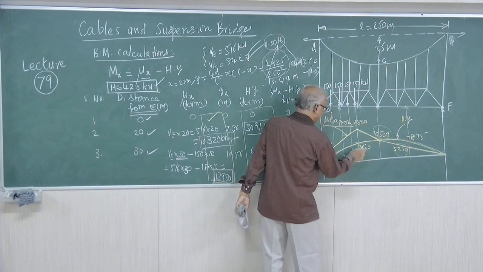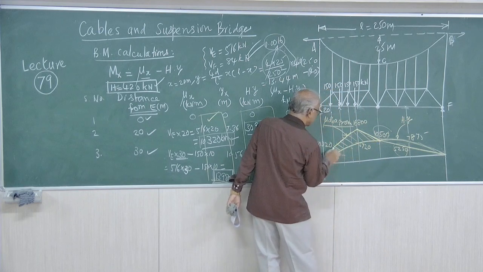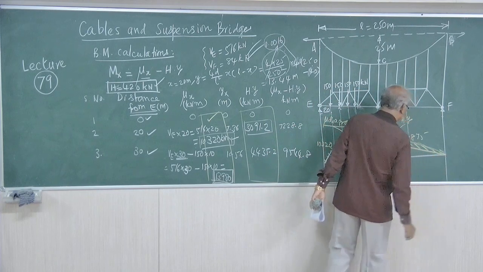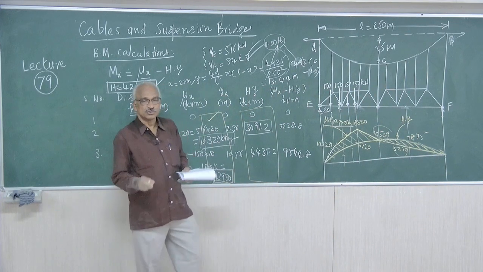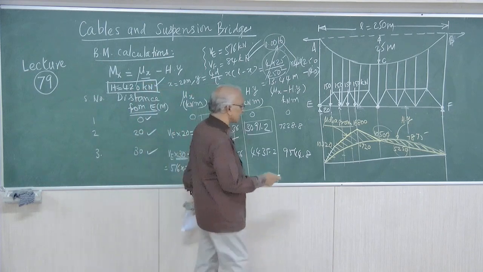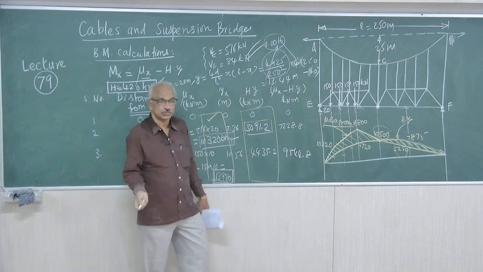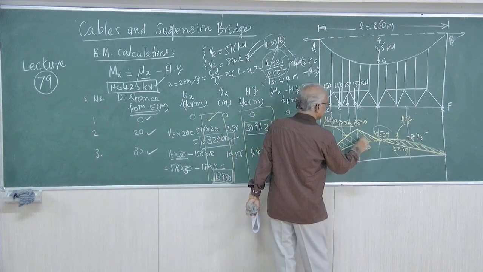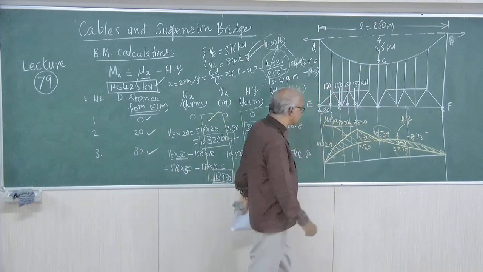So in this common area, the plus and minus will get cancelled. This is the net diagram. So you have to draw the bending moment diagram by superimposing H into y on Mu x. Mu x is this diagram, H into y this diagram. Bending moment is equal to Mu x minus H into y. One is plus, the other one is minus. So that is the net diagram.